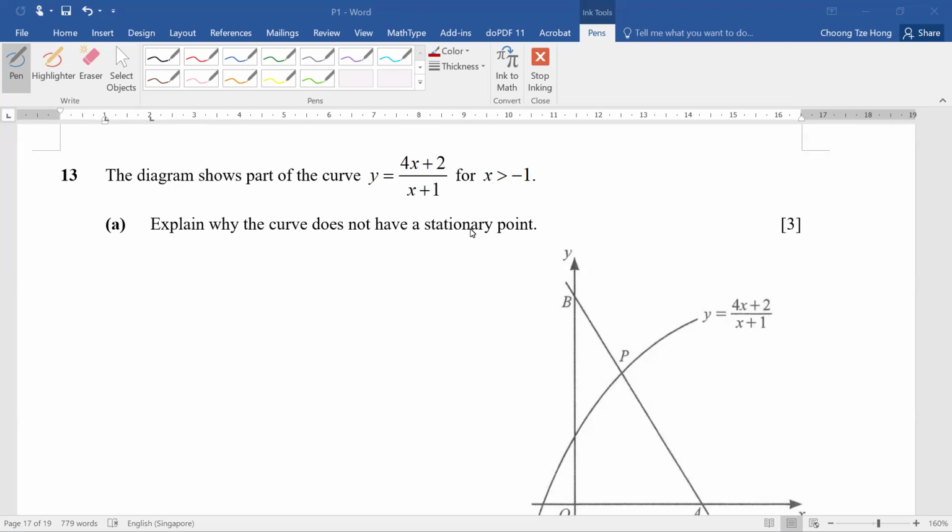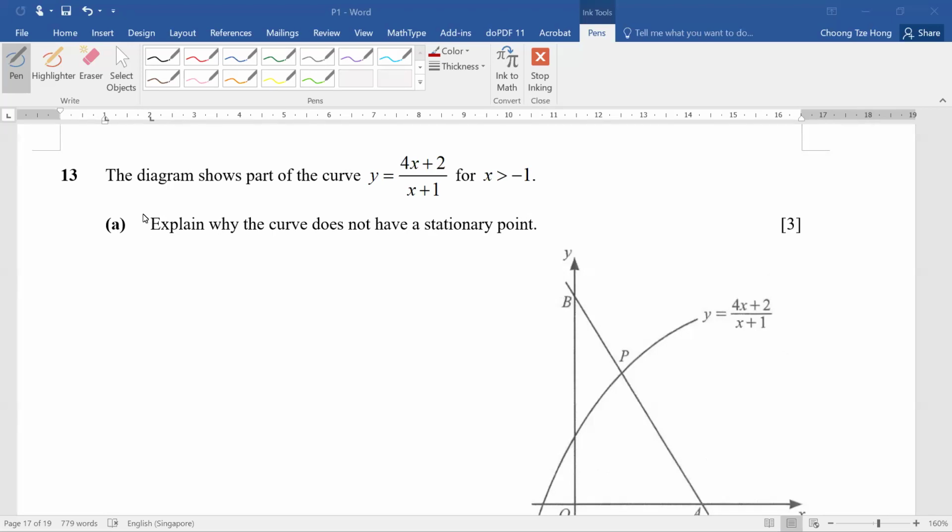Okay, so we know very well that at a stationary point, dy/dx will be equal to 0. Since they want us to explain why it does not have a stationary point, we should angle our answer such that we show that dy/dx will never be equal to 0. So we will need to differentiate this expression for y, obtain dy/dx, and then show that it's not going to be equal to 0. Alright, so let's go ahead and differentiate.